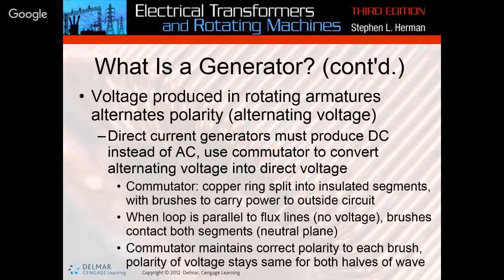All right, so DC generators must produce DC instead of AC. When we put a DC generator in, we want DC to come out. So they use a commutator to convert alternating voltage to DC voltage. A commutator is a copper ring split into insulated segments with brushes to carry power to the outside circuit. When a loop is parallel to the flux lines, we have no voltage. Brushes will contact both segments, which will be the neutral plane, and a commutator maintains correct polarity to each brush. Polarity voltage stays the same for both halves of the wave.